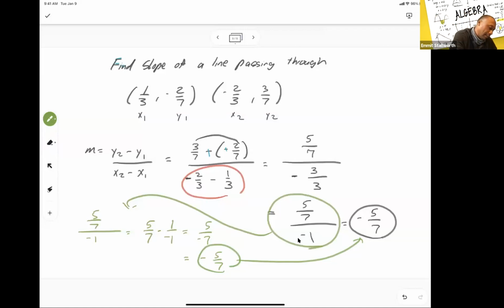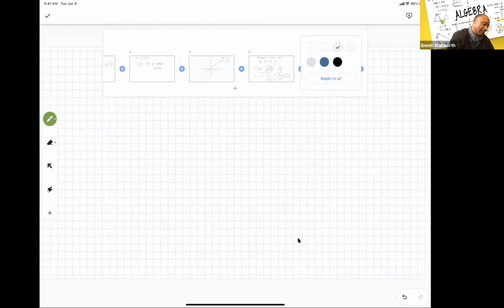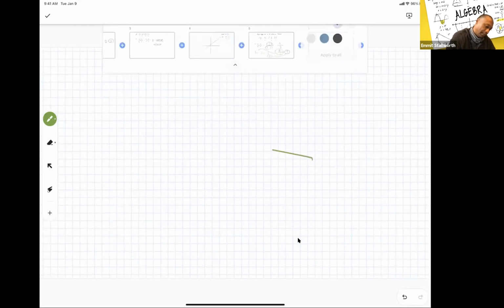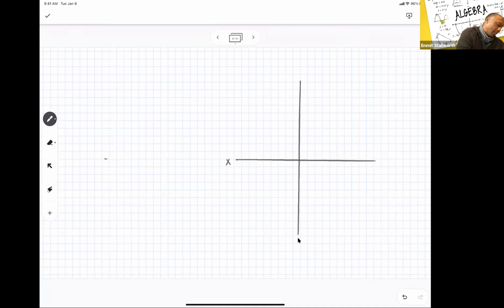All right, let's look at another one of these, guys. Let's graph this right here. Let's just say I'm going to give you a slope. So I'm going to get my Cartesian coordinate system going on here. So we got our X, we got our Y. So what I'm going to do is give you guys a point.